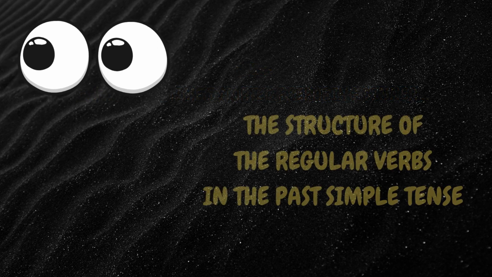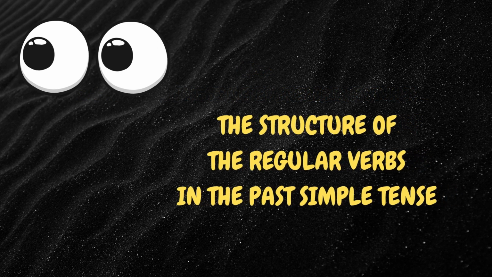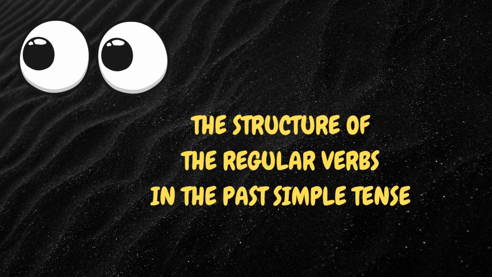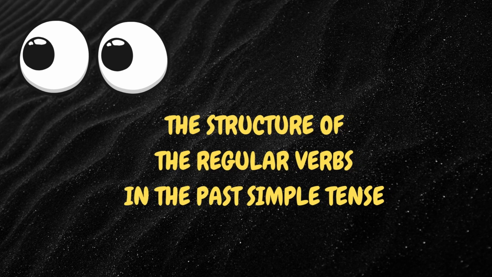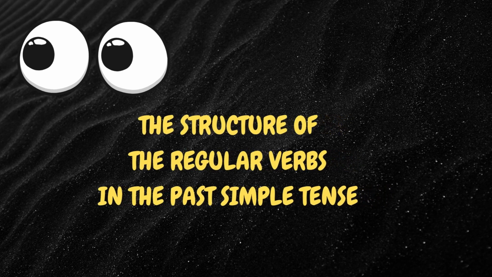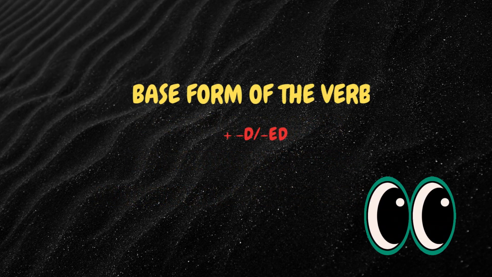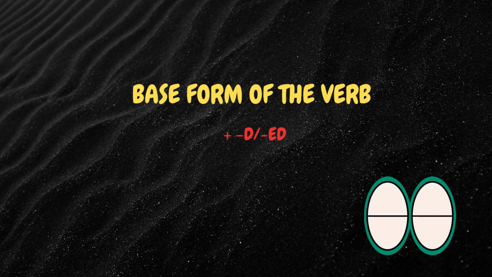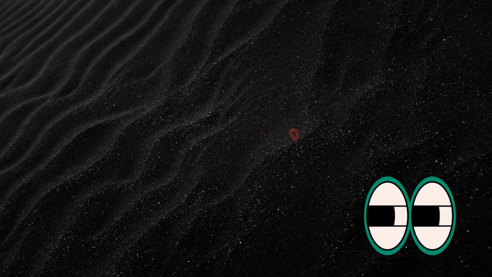Now, let's take a closer look at the structure of regular verbs in the past simple tense. Regular verbs can add either ed or just d to the base form to form the past simple tense, depending on their spelling and pronunciation. Let's see some examples.